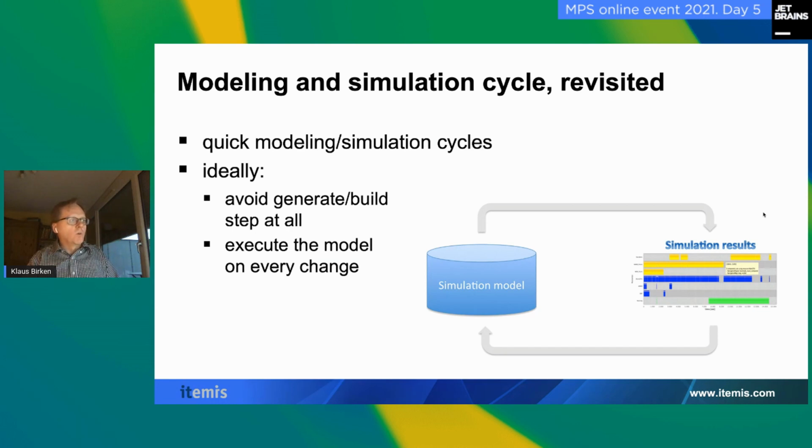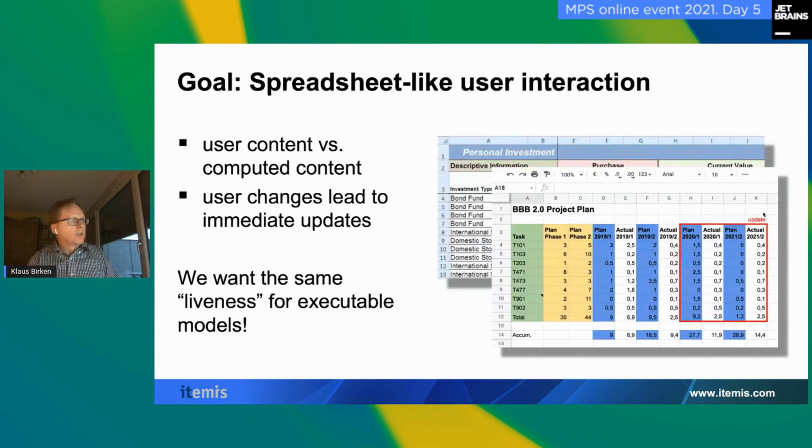So what if we avoid the generate build step at all and do this in an interactive way? We know how such interactive tools work by looking at spreadsheet examples. Here we have a distinction between user content and computed content, which you can express by filling a formula in a cell. Then the user change leads to immediate updates. This kind of liveness is what we want to achieve with the tool Simbench.